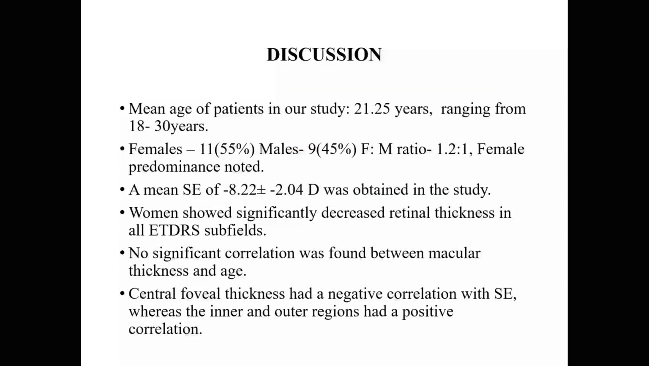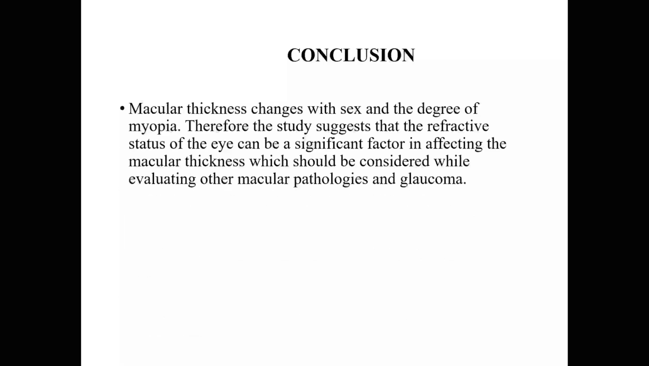Discussion. Mean age of patients in our study was 21.25 years, ranging from 18 to 30 years. Females, 11 participants, and male 9. There was a female to male ratio of 1.2:1, and female predominance was noted. And a mean spherical equivalence of minus 8.22 plus or minus 2.04 diopters was obtained in the study. Women showed significantly decreased retinal thickness in all ETDRS subfields. No significant correlation was found between macular thickness and age, and central foveal thickness had a negative correlation with spherical equivalence, whereas the inner and outer regions had a positive correlation.